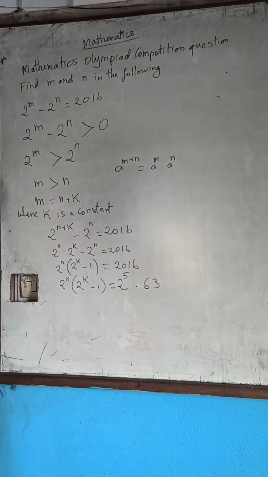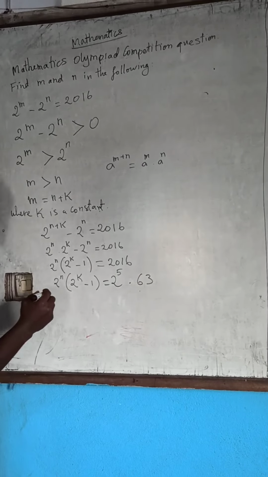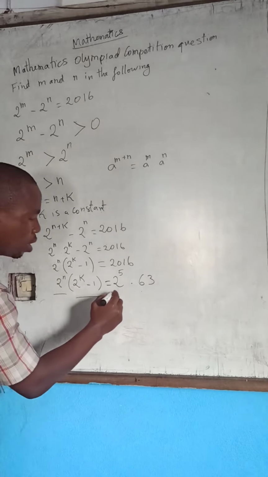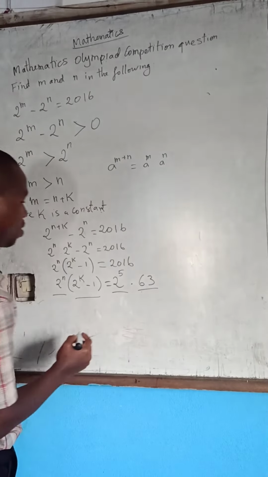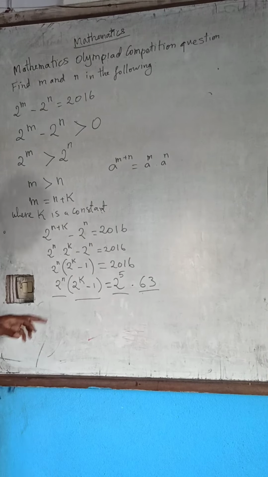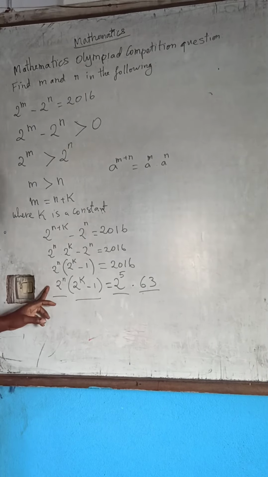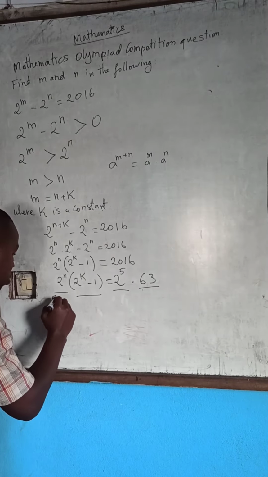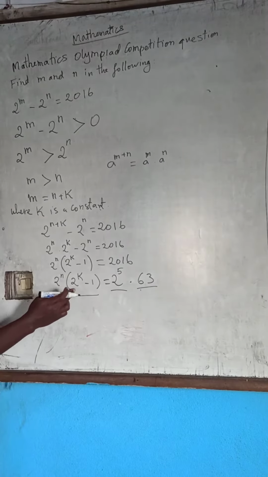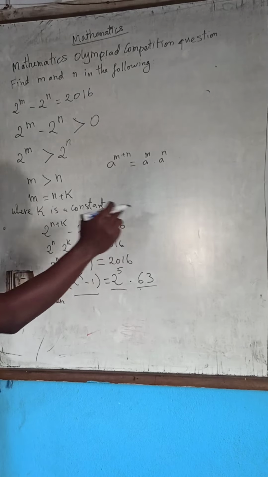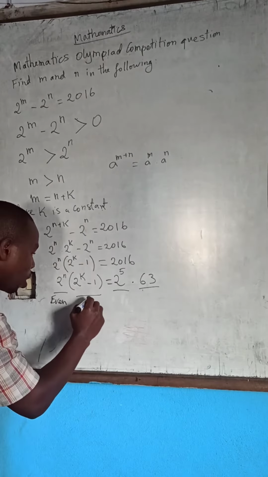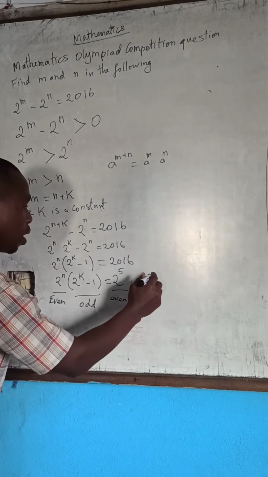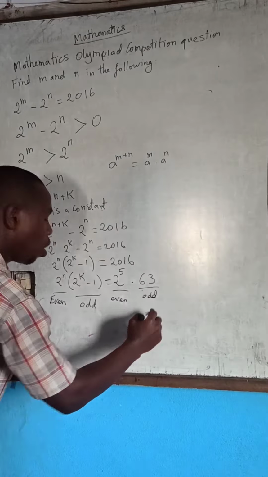So now you are here. We have different numbers: we have 2 raised to the power n, we have 2 raised to the power k minus 1, 2 raised to the power 5, and we have 63. 2 raised to any number in this world is even, as we all know, right? Even. 2 raised to any number here is even, minus 1 will be odd. That means here will be odd. 2 raised to the power 5 is even, and 63 is odd.